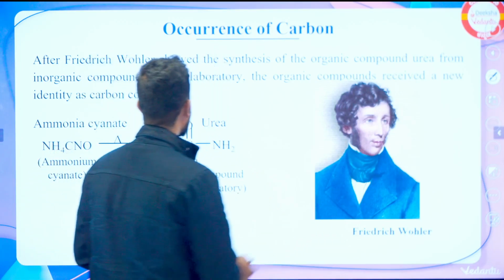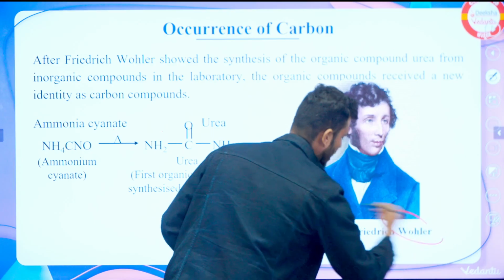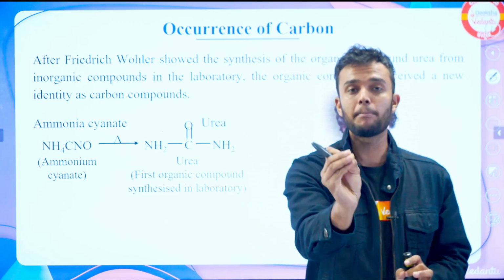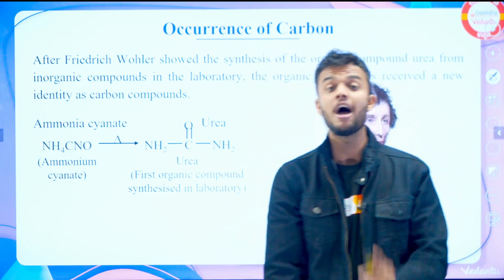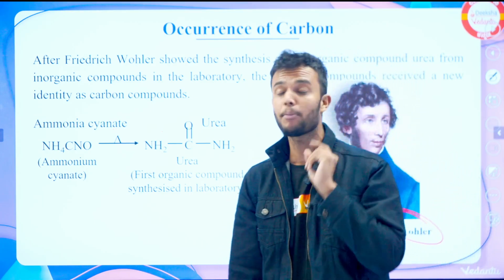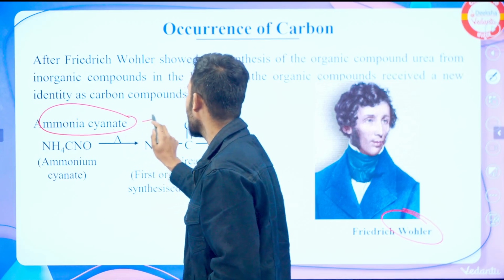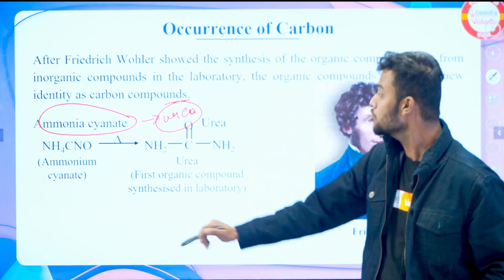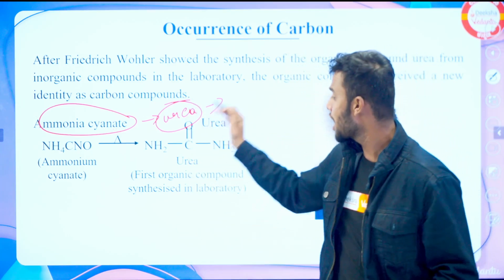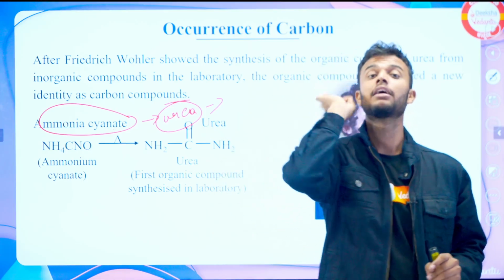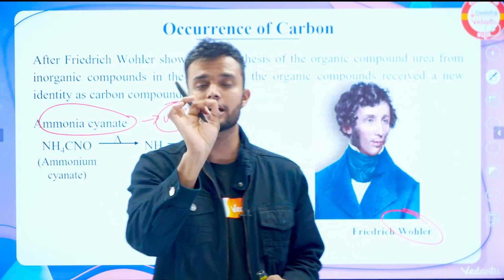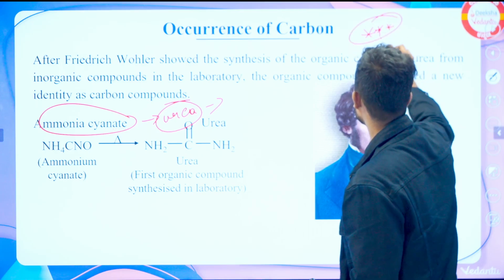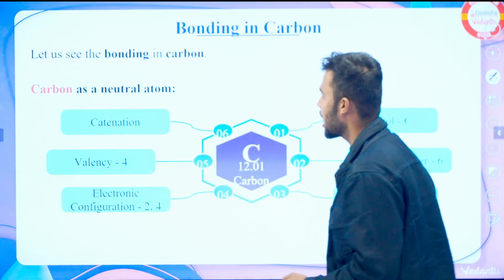in the 18th century, the scientist called Friedrich Wöhler proved this wrong. He synthesized the first organic compound in the laboratory. The compound is ammonium cyanate, or urea. We are familiar with urea, right? Especially the farmer kids, as we use this urea in our fields. Urea is very important. This is the first synthesized organic compound. Students, this is very important, not for your board exams, but for your higher studies and competitive exams. Okay students, I hope it's clear.